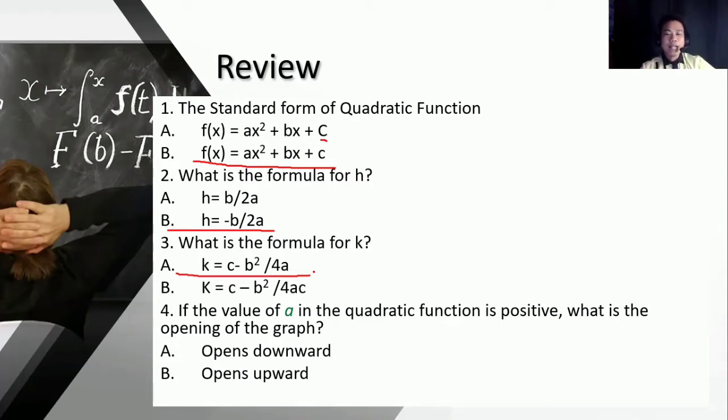Next, if the value of a, or the leading coefficient in the quadratic function, is positive, what is the opening of the graph? 5 seconds. 4, 3, 2, 1. Time's up. You got it right. The answer is opens upward. If a is positive or greater than 0, the opening of the graph is upward. If it is negative, it opens downward. Okay, let us proceed to another.